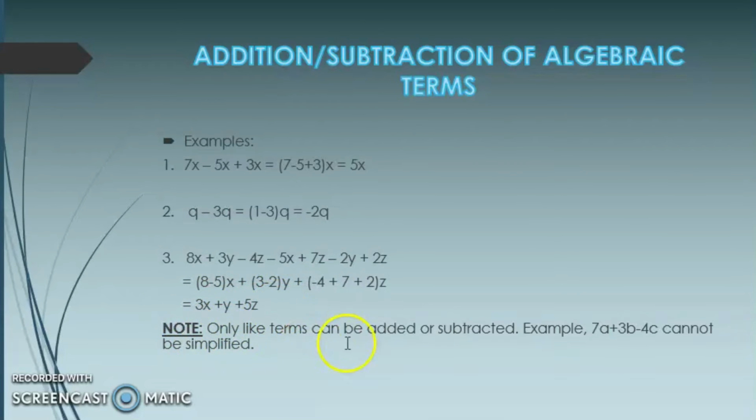Note that only like terms can be added or subtracted. So, for example, 7a plus 3b minus 4c is an expression that contains 3 unlike terms, which means that it cannot be simplified.